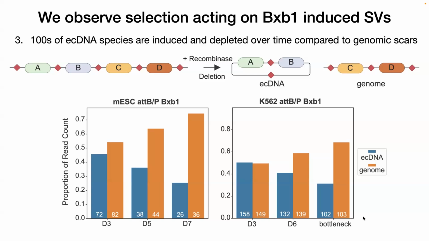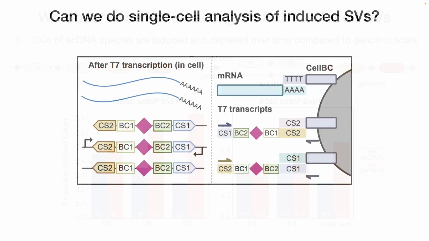So these data basically show that, hey, look, we can induce these structural variants in a multiplex fashion in one experiment and read out the impact of these structural variants in one simple bulk assay. But what we also really wanted to do was ask if we could do single cell analysis of the induced structural variants, and our assay is actually set up to do that.